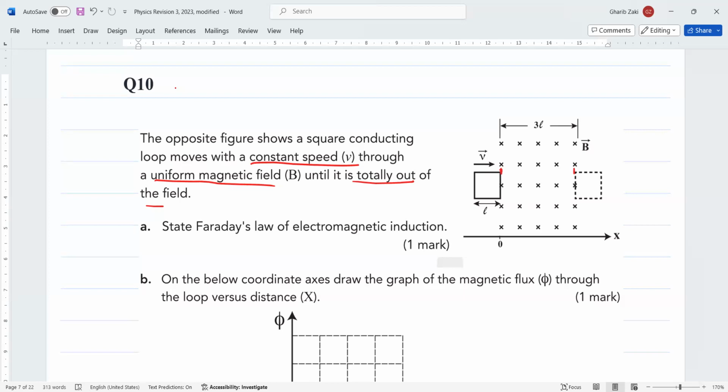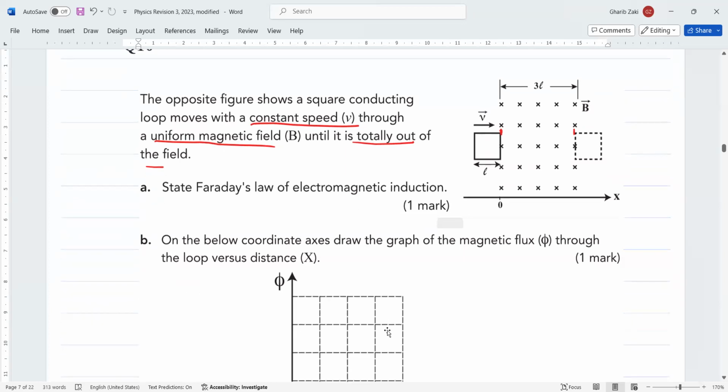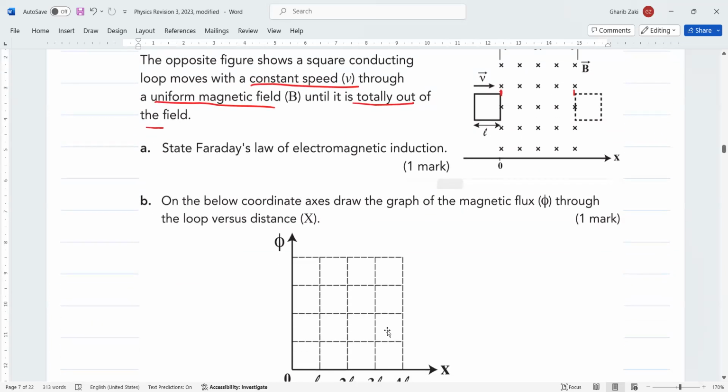Now, state Faraday's law. I already gave you this at the beginning of the lesson. But now, in part B, he said, on the blue coordinate axis, draw the graph of magnetic flux through the loop versus distance x. So what will happen? The magnetic flux depends on what? It's B, A, sine theta. Because it's perpendicular, it depends on B, A, and the angle.